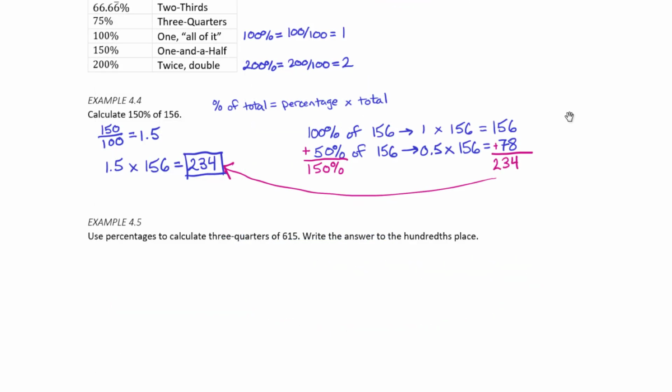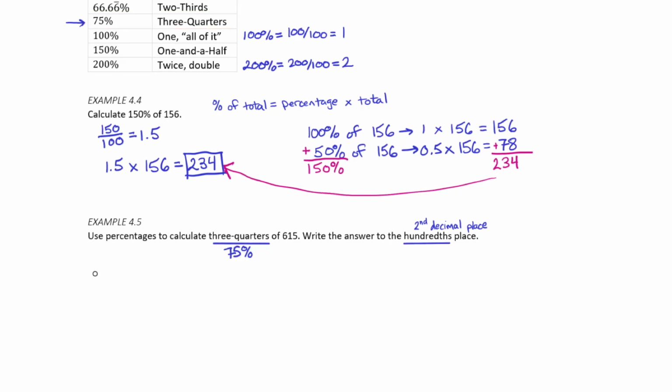Let's take a look at example 4.5. Example 4.5 says, use percentages to calculate 3/4 of 615. Write the answer to the hundredths place. Okay, so the hundredths place, as a reminder from our rounding video, is the second decimal place. And we're asked to use percentages to calculate 3/4 of 615. So looking up at our table, 3/4 is 75%.